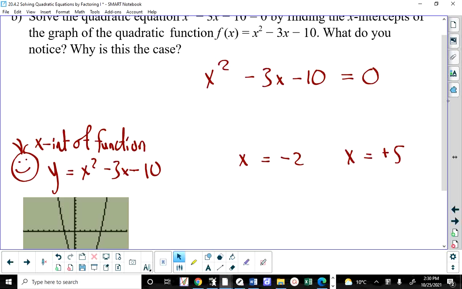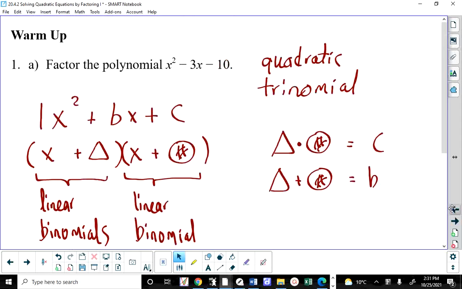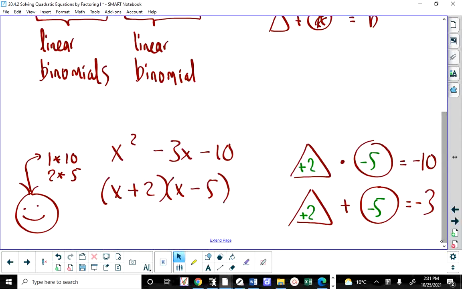Now, there's lots of ways you can answer the rest of this question. What do you notice and why is this the case? This is where I really want you to grasp the understanding of what's going on here. Some of you will probably say that the answers here, the solutions to this equation, are the numbers that are in the factored form, but they're opposite, aren't they? That's kind of a tortured way of using the English language to describe what's going on. So let's be a little more precise.